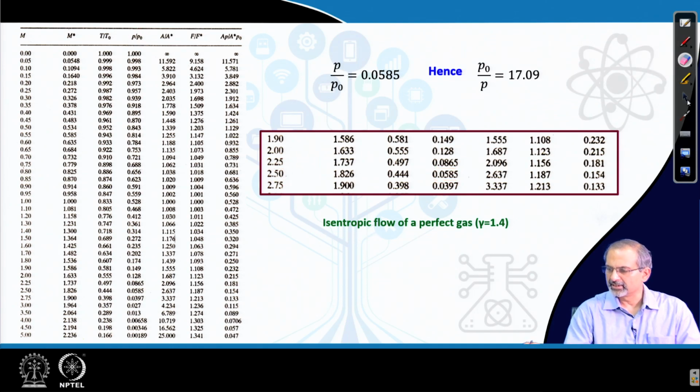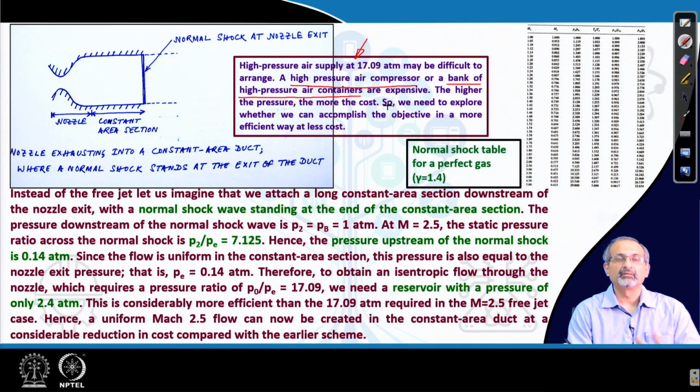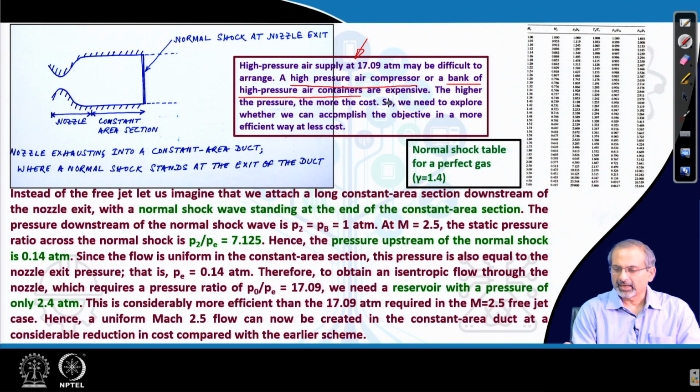So, that is how you will be using this table to get the values for different Mach numbers if you are interested in other Mach numbers. So, that is the solution we got with a free jet. However, we understand that for that you need a high pressure air supply at 17.09 atmosphere, which may be difficult to arrange, and you need not only a high pressure air compressor, but high pressure air containers, maybe a bank of air containers if you want to make the run for a longer duration, and that really makes it very expensive. And usually the higher the pressure, the more the cost.